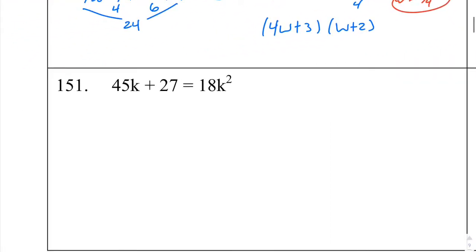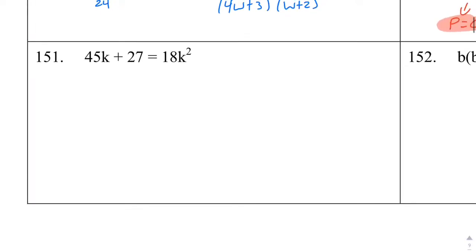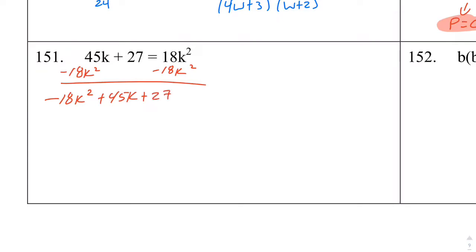Okay, 151. I'm going to get you started on 151 here. We got to get everything together because we have both a squared term and a linear term, so we got to move everybody together. We want to keep the 18 positive if possible. Although let me show you what would happen if you didn't. So I'm going to subtract 18k squared because we're going to make it positive anyways. So now I have a negative 18k squared plus 45k plus 27 equals 0.